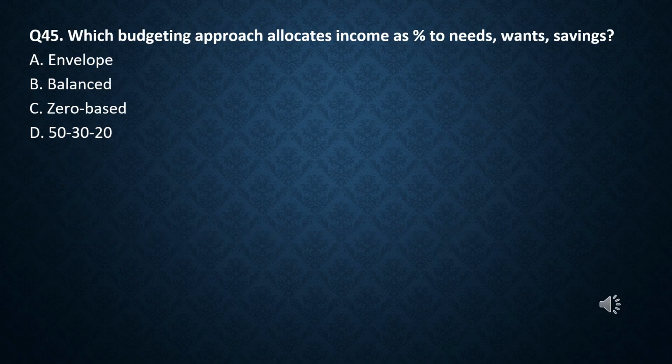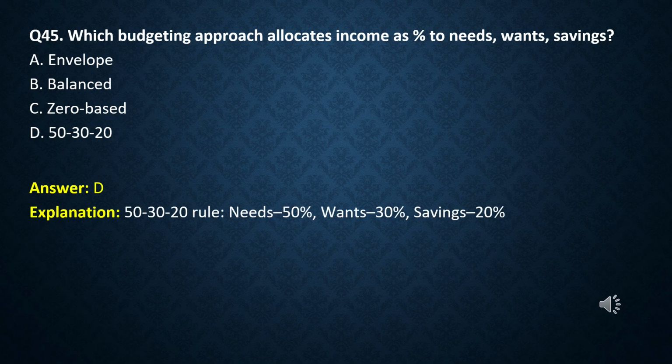Next question. Which budgeting approach allocates income as percentage to needs, wants and savings? Option A envelope, option B balanced, option C zero based, and option D 50-30-20. Correct answer is option D. 50% is for needs, 30% is for wants, and 20% is for savings.